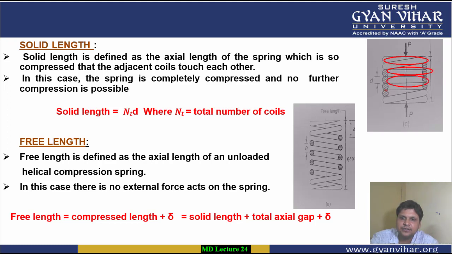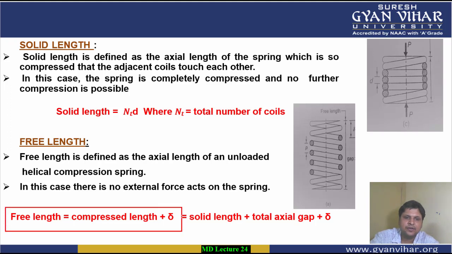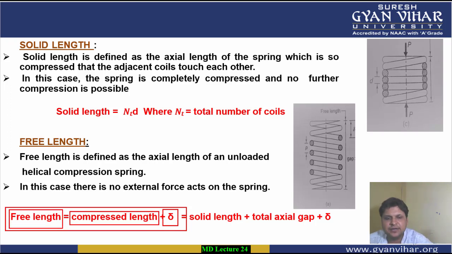They touch each other. Then that case is known as the solid length case. So never should the solid length be equal to the compressed length. Now if we want to find a relation between compressed length and free length, we can say that maximum deflection plus compressed length will give you the value of the free length of a spring.